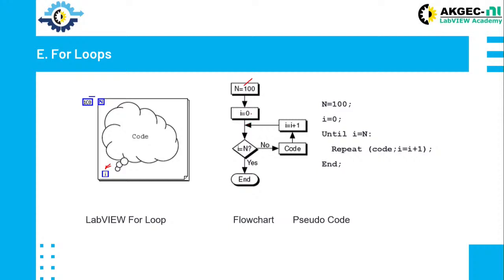As in the while loop, i starts with 0, and it is checked against the condition whether i is equal to n or not. If this condition is false, then only the code will be executed. Otherwise, if the condition is met, the loop will stop execution. We will see how this works in LabVIEW.